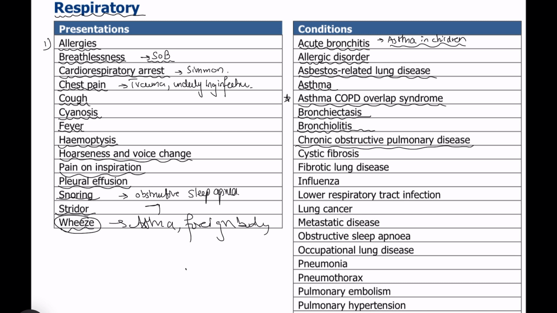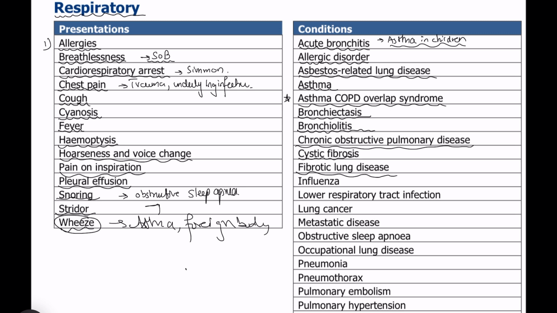COPD, we have talked about it. It is associated with smoking. And cystic fibrosis, it is a genetic disease. It affects the glands that make the mucus and the sweat. The patient will present with frequent lung infections, shortness of breath, poor growth, or bulky stools.